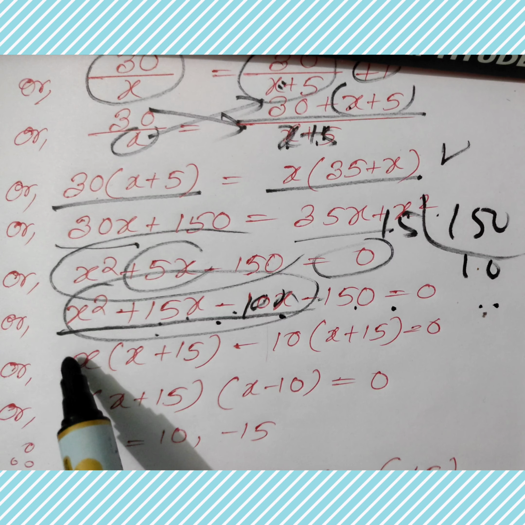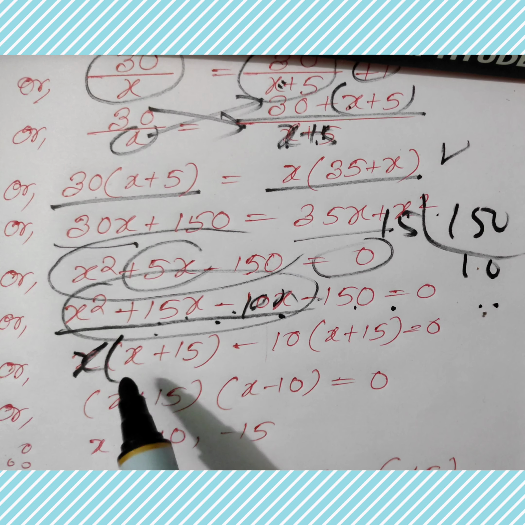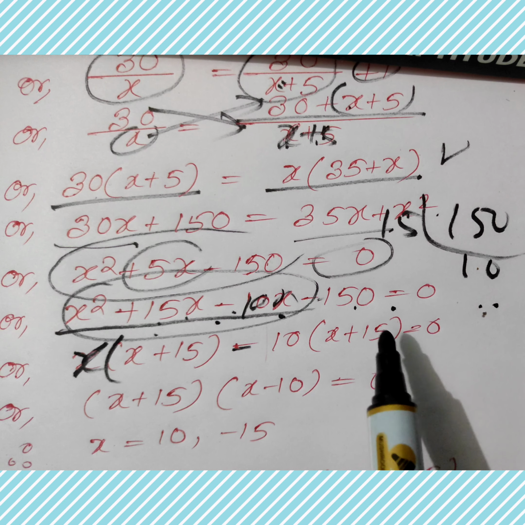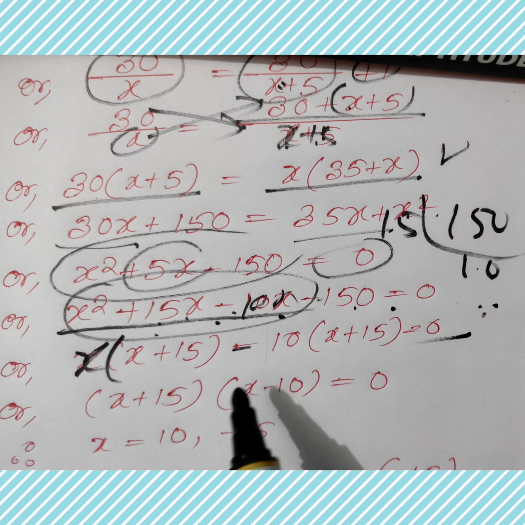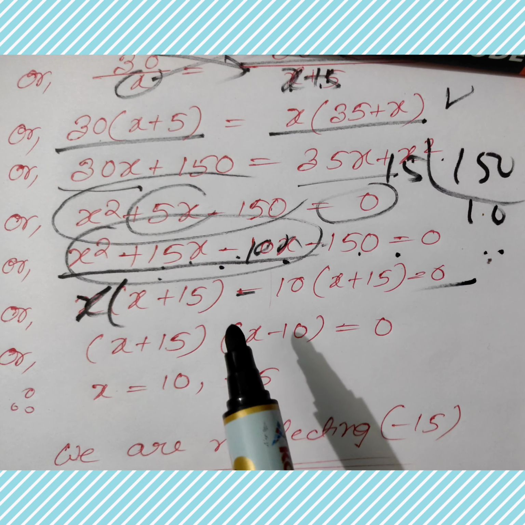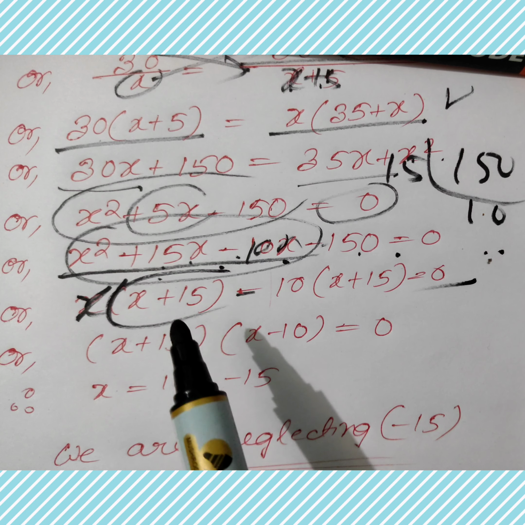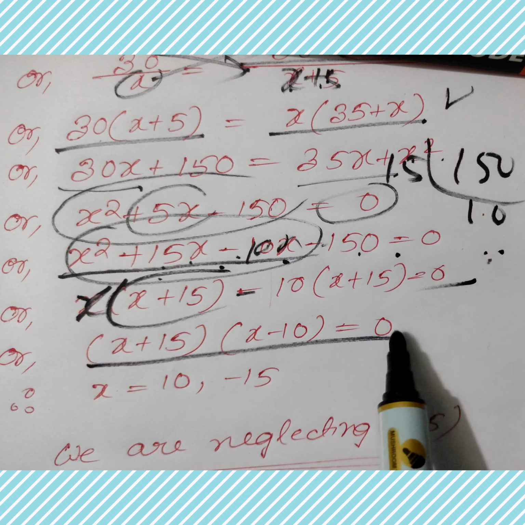Next is, if we take x common here, then x into x plus 15 in bracket minus 10 into x plus 15 also in bracket equal to 0. So if we take common x plus 15, x minus 10 will be in bracket equal to 0.